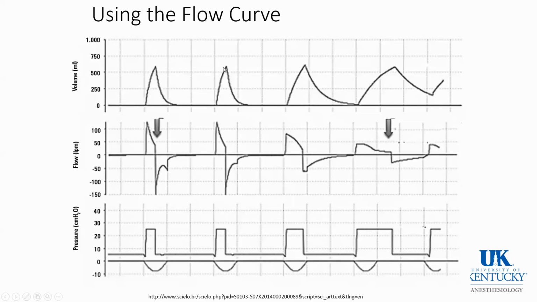The flow curve is kind of a critical thing. When you use the PRVC mode on the ventilator, one of the benefits to using a pressure mode, which is what PRVC effectively is, is that the flow curve on the ventilator is a dependent variable.